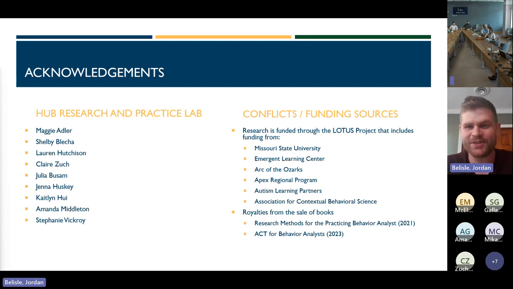Second, conflicts and funding sources. We work with a number of behavioral service providers in our university to generate funding opportunities for student researchers to support this work and have obtained seed grants from ACBS. As far as book royalties go, if anyone's looking to get paid significantly less per hour than they currently are, consider writing a book. And so those books are listed here as well.